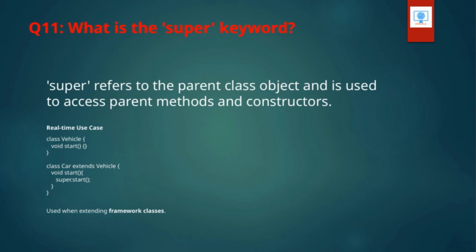This concept becomes particularly important when extending framework classes, where you often need to ensure the parent class's setup runs correctly before adding your own custom behavior. So, in summary, super is a powerful way to access and invoke parent class behaviors, maintaining clean and efficient inheritance. It helps us build on existing functionality without redundancy, which ties directly into our overall theme of effective object-oriented design.